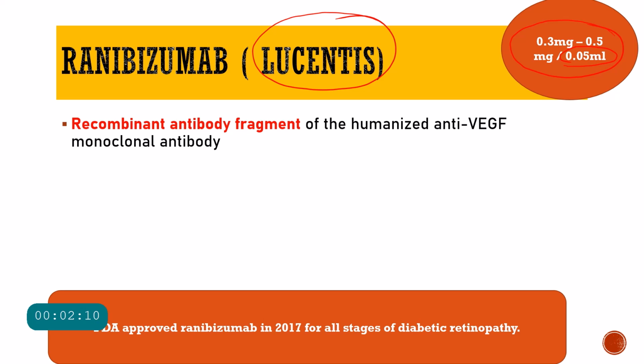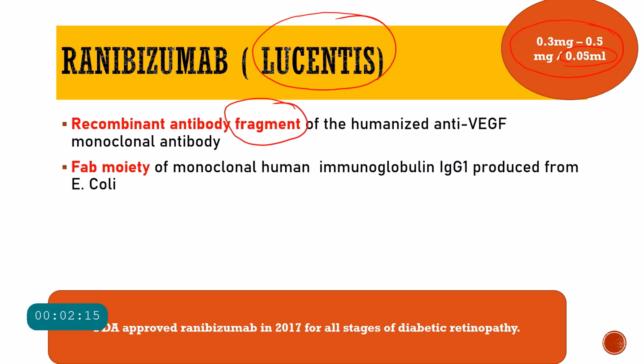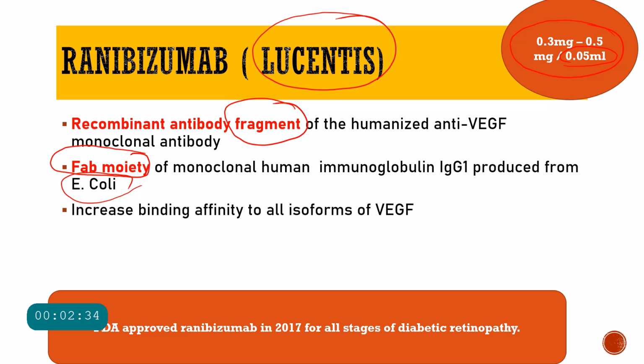Now, in comparison to bevacizumab, it is only a fragment. The fragment present in ranibizumab is only the FAB moiety of the monoclonal human immunoglobulin IgG1. The bacteria that we use is E. coli. Using E. coli, we produce the recombinant antibody fragments to make ranibizumab. Ranibizumab is much better compared to bevacizumab, and that is why it is approved by the FDA.